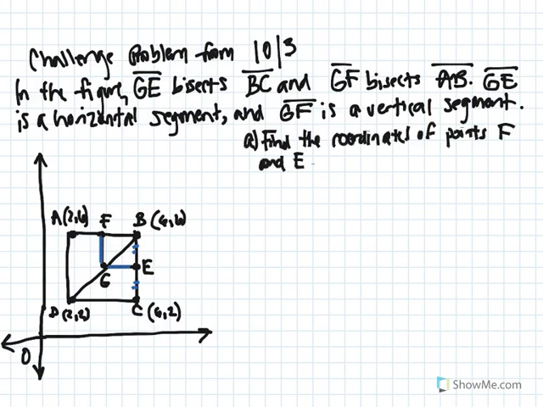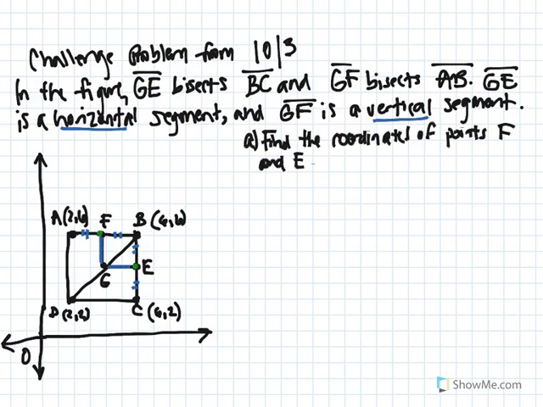bisects AB, so it makes AB into two equal parts. These two little tick marks mean two things that are congruent to one another. So GE is a horizontal line segment, and GF is a vertical segment. Okay, so the question is asking us to find the coordinates of points F and E.